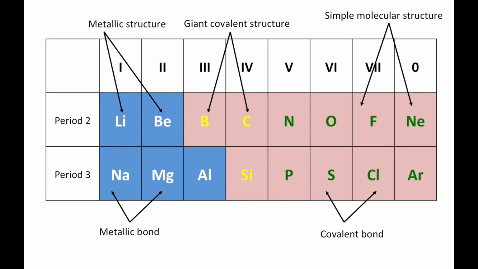So we can see that, except for several examples, for example boron, carbon, and silicon, almost every element in the non-metals section will form a simple molecular structure.